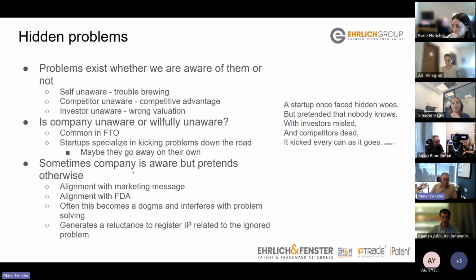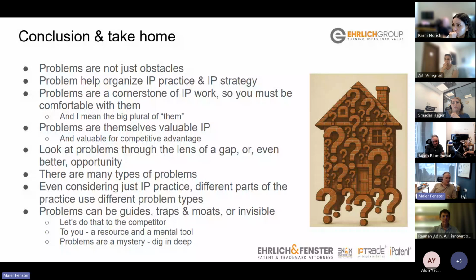Okay, so in conclusion, problems are not just obstacles. They help organize a lot of what we do. You have to be very comfortable with problems, and I said plural because any trivial situation has many different problems. Problems themselves are valuable IP. They're valuable for competitive advantage. I use problems, but think about them as opportunities. And remember that the best thing to do with problems is to give them to your competitor, but not in a way that will make them develop a better solution, but rather in a way that will make them fold upon themselves.